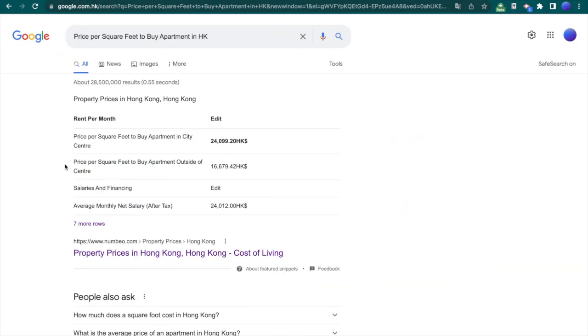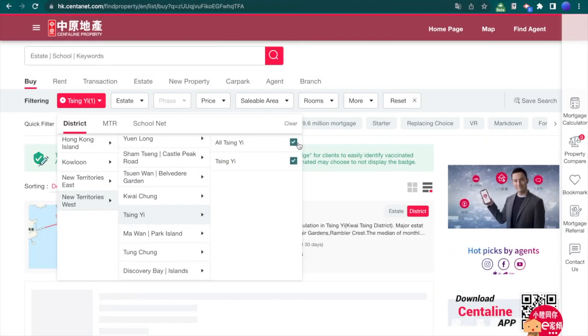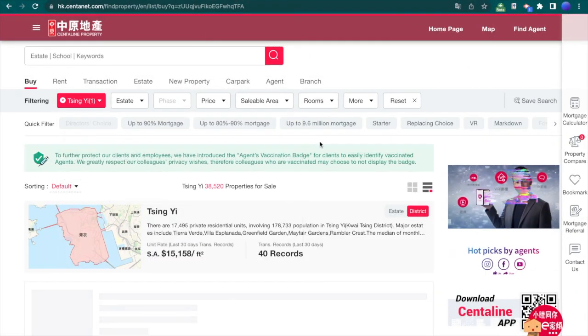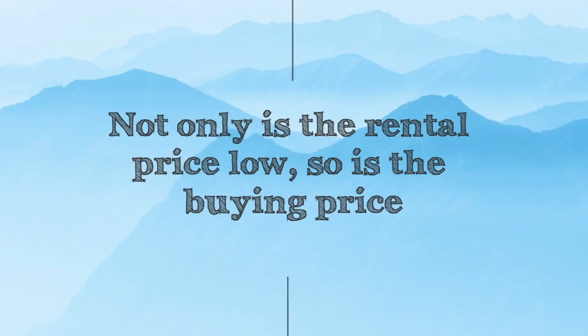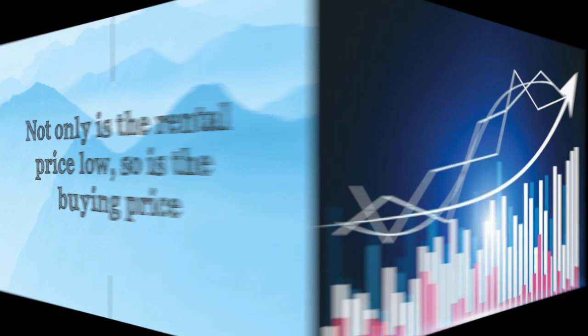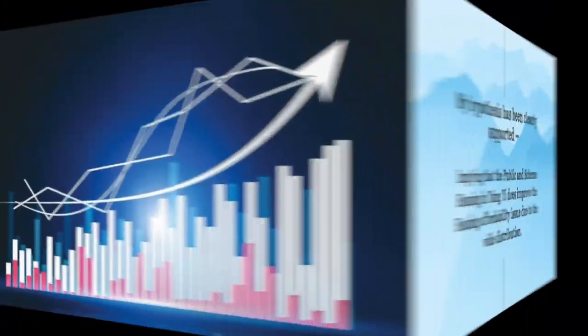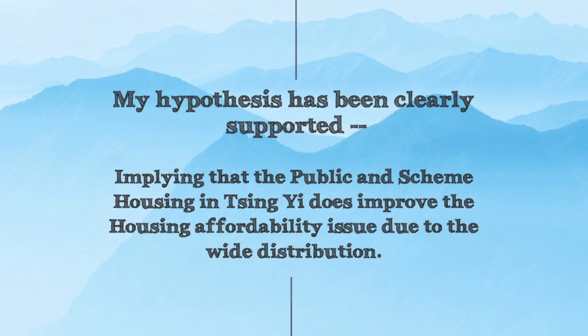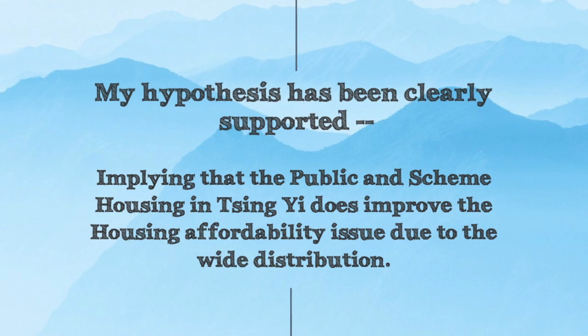This has also been proved by Tsing Yi's price per square foot ratio. According to Numbeo, the price per square foot to buy an apartment outside of the city center is 16,679 Hong Kong dollars. However, Tsing Yi's housing price per square foot is only 15,158 according to Centaline Property, showing that not only is the rental price low, so is the buying price. Therefore, as the lower price to rent or buy housing increases the affordability, my hypothesis has been clearly supported, implying that the public and scheme housing in Tsing Yi does improve the housing affordability issue due to the wide distribution.